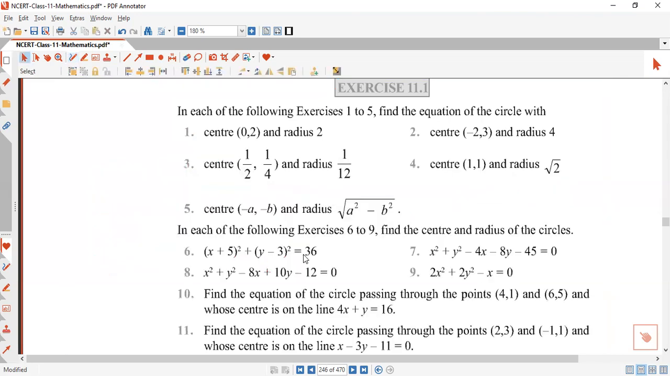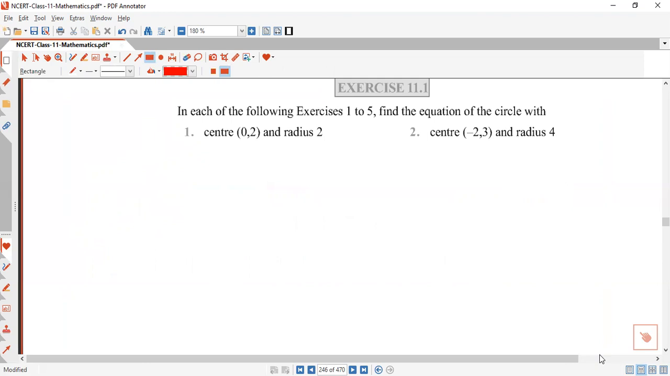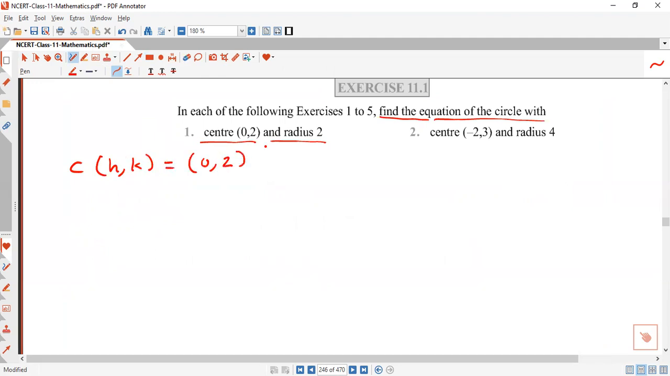Now, what is the question and how can we solve question number 1? Find the equation of the circle with center 0, 2 and radius 2. The center is given, which means the coordinates h comma k are given to you as 0, 2, and the radius r is given as 2.